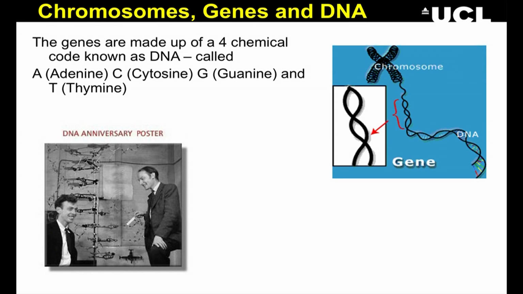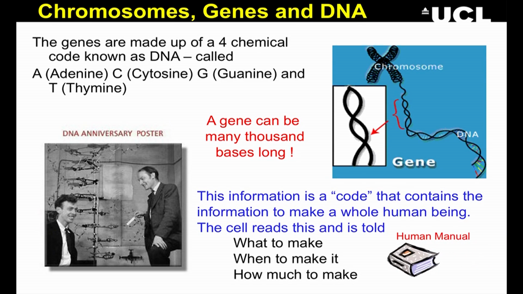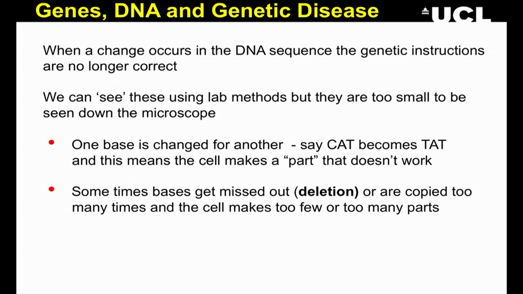Male has an X and a Y. Genes are made up of 4 chemical code, known as DNA, of course. Adenine, cytidine, guanine, and thymine in the classic Watson and Crick double helix. A gene can be many thousands of these bases long, and the information is a code. It contains what you need to make a whole human being. The cell reads this and is told what to make, when to make it, and how much to make.